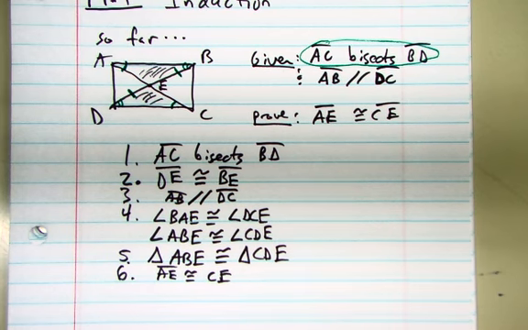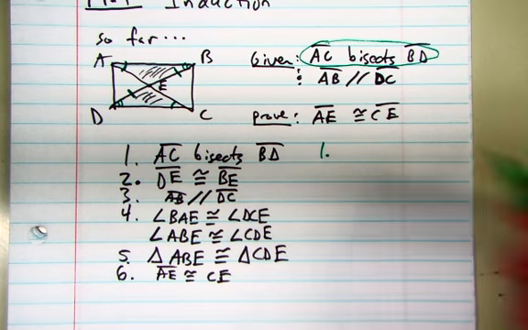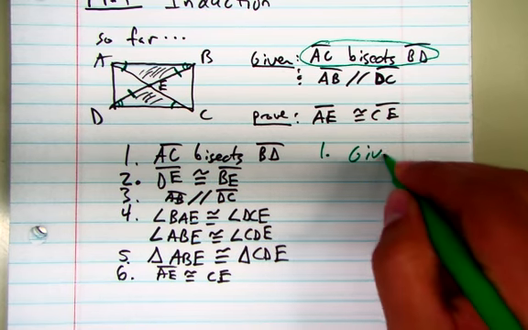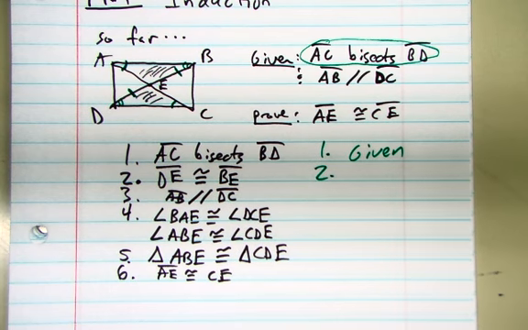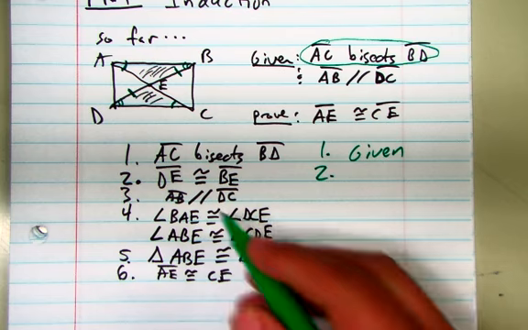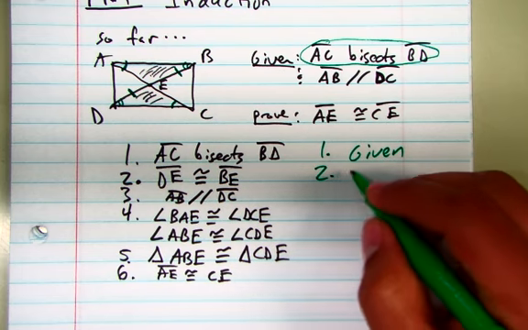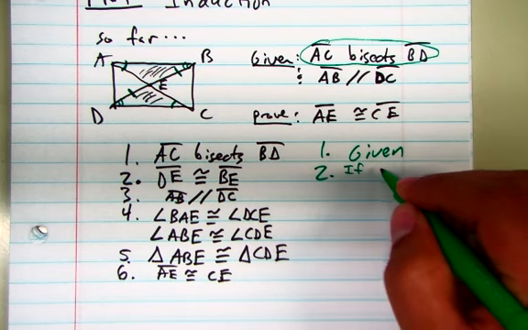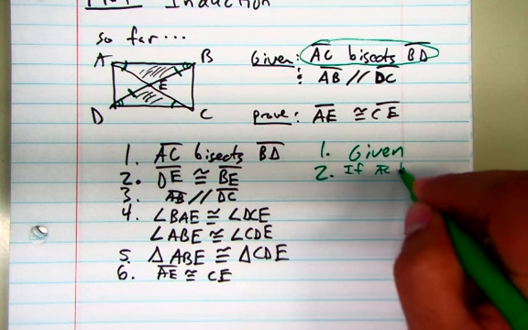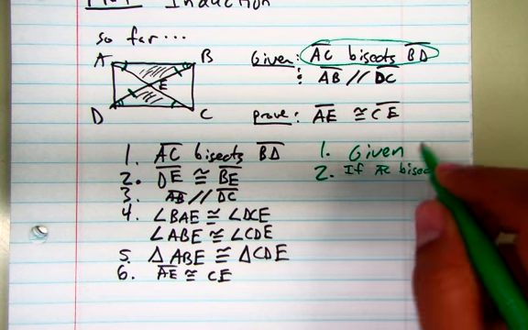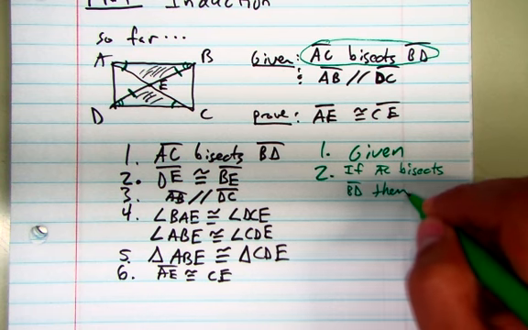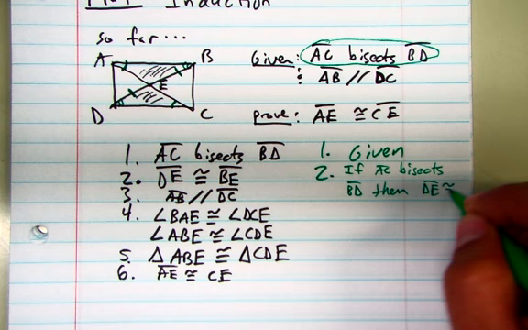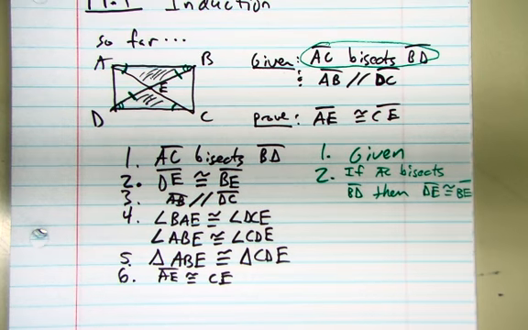So the explanations would look something like what? This is given, good. And then what would our explanation for the second step be? Definition of bisect, or if your teachers were strict about it, they could say if AC bisects BD, then DE congruent to BE. Or you could just say it's a bisector, so that means that they're congruent.